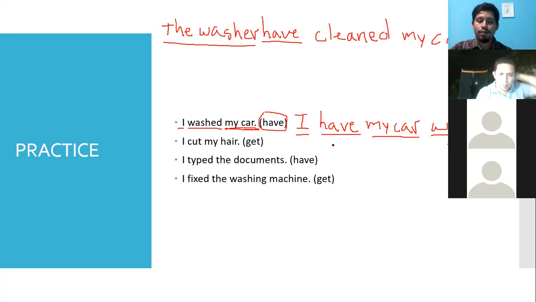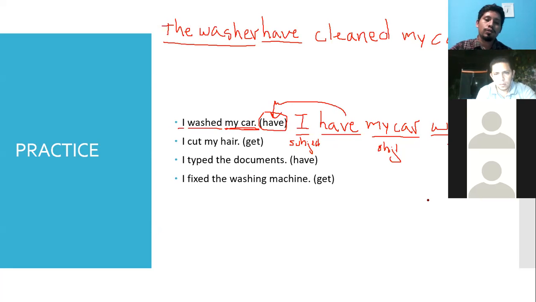In this type of sentence, we are using the past participle. Then we have the subject, then we have have, and also the object. This is what we're going to do with this sentence. Here we have the direction of which verb we are going to use. In this case, we are using have.